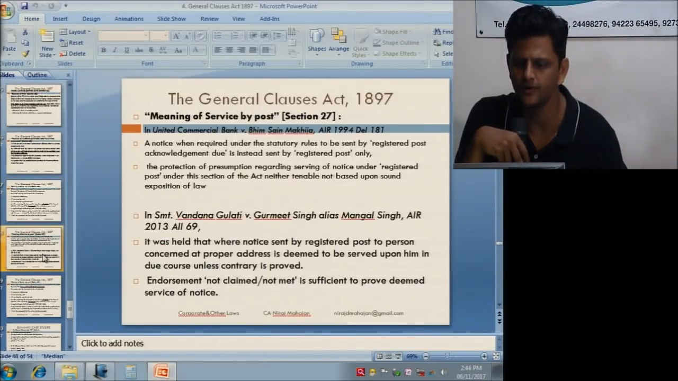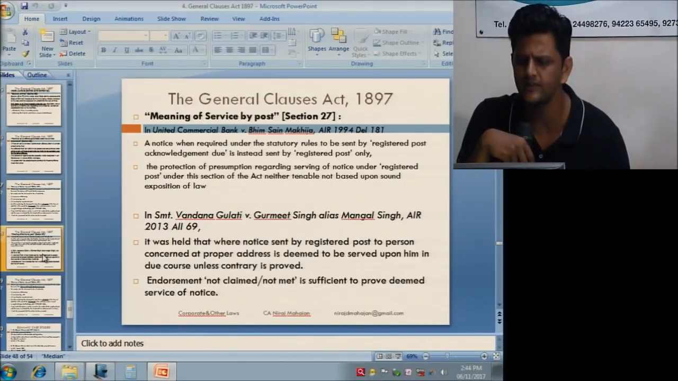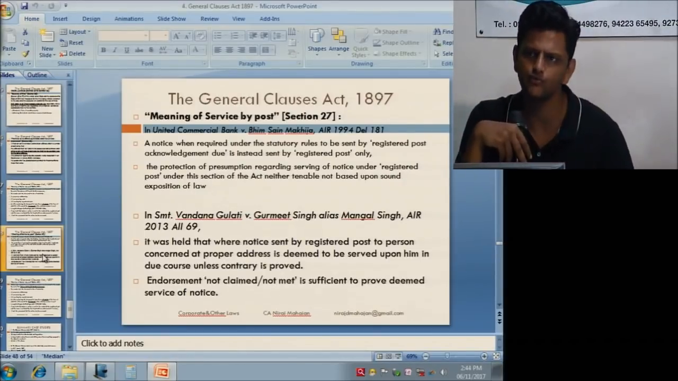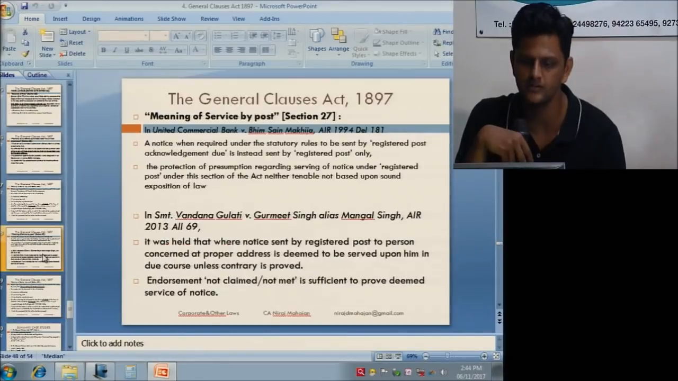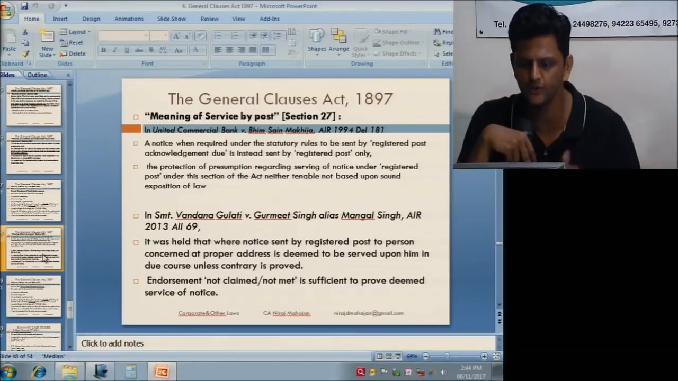Then, a notice, when required under statutory rules to be sent by registered post acknowledgement due, is instead sent by registered post only. Is it valid? We have discussed. It is not valid, no? Whatever is given in the act, that you have to follow. See over here what you have seen, first one, section 27. Where any legislation or regulation requires any document to be served by post, then unless a different intention appears, that means if there is nothing specific but just post is written, then these things should happen. Registered post should also happen. But if this is given, that registered post acknowledgement due, that should have been done.